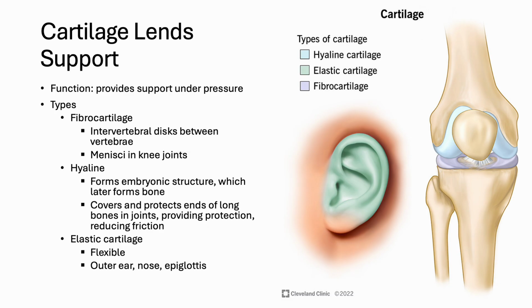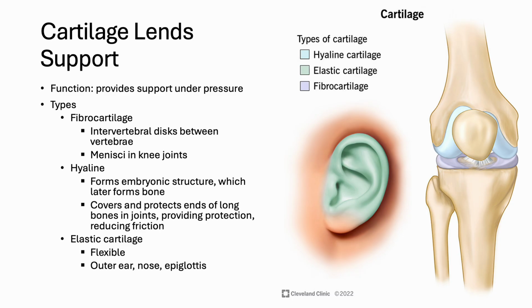Cartilage is another connective tissue that provides flexibility and support under pressure. Unlike bone, cartilage lacks a direct blood supply, which explains why it heals more slowly than other injuries. There are 3 main types: fibrocartilage, hyaline, and elastic cartilage. Fibrocartilage is tough and found in intervertebral discs and menisci, where it absorbs shock and prevents bone-to-bone contact.